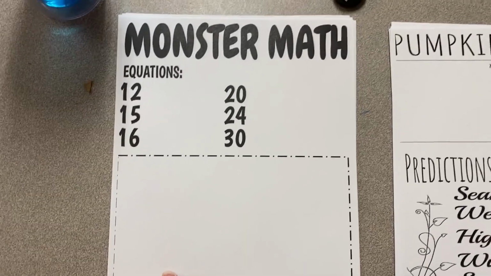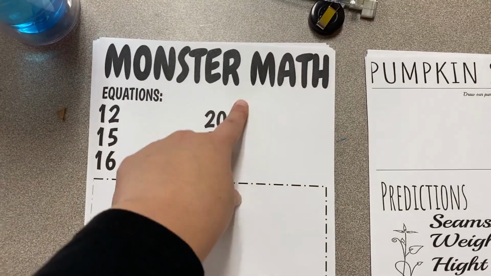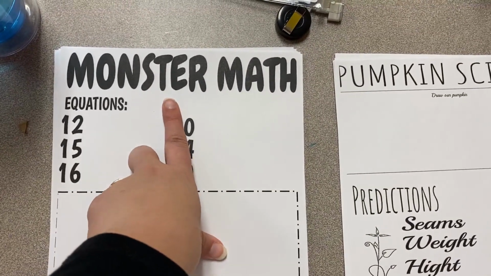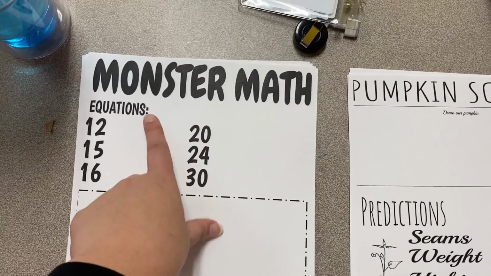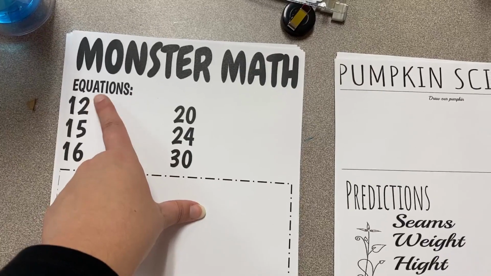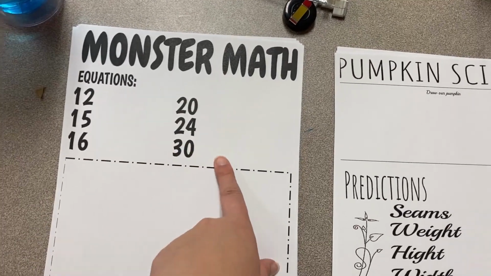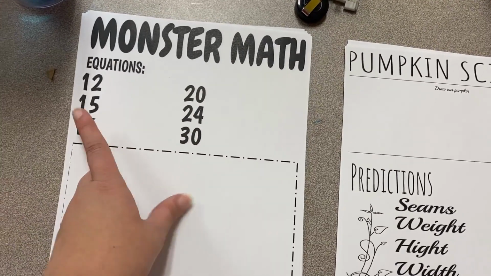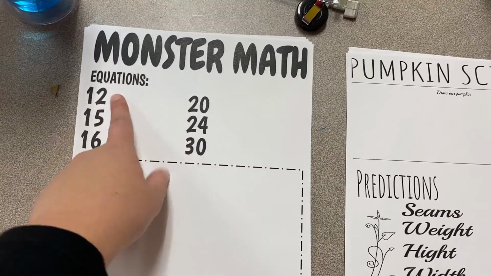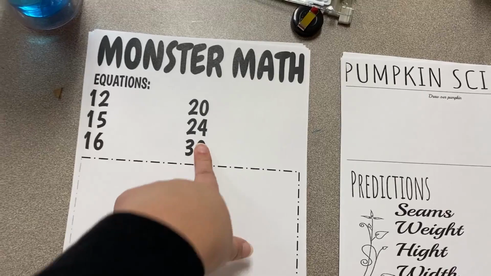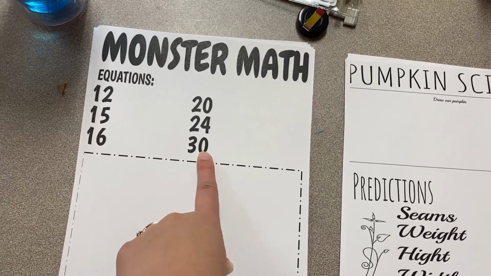Okay, so this is the Monster Math. I have a PowerPoint to go with it, but I just don't have my computer out yet, so I might show you that later, I might not, but you can pretty much get it all off of here. So basically my kids are given a product, and they have to create an equation for that product. So for 12, they might do 3 times 4, they could do 6 and 2, they could do 1 and 12, right? And they have to come up with an equation for all of these products.